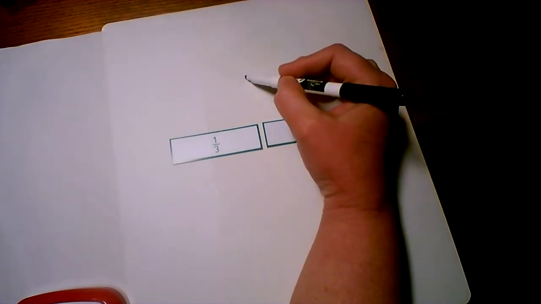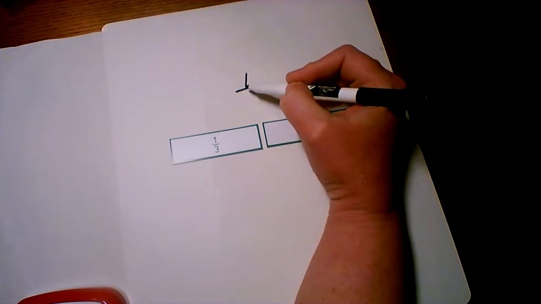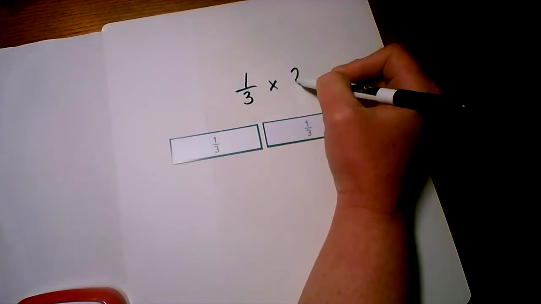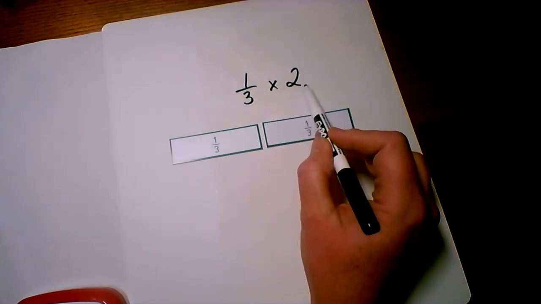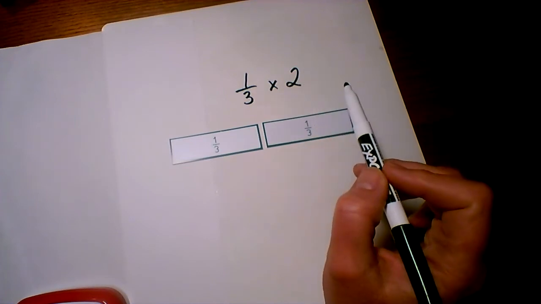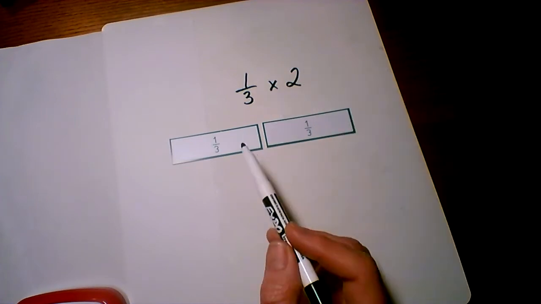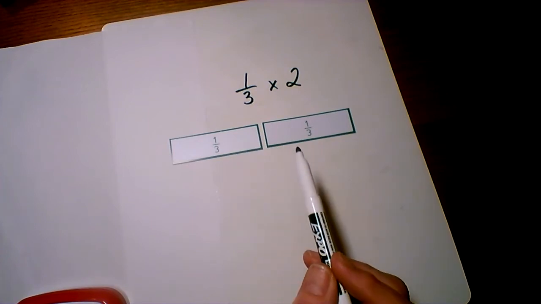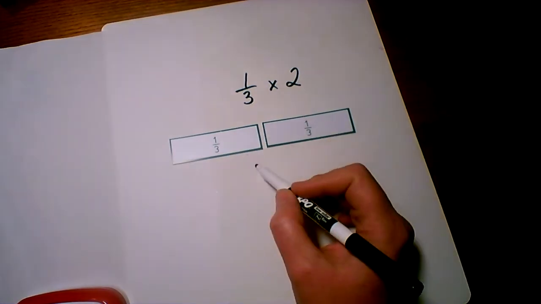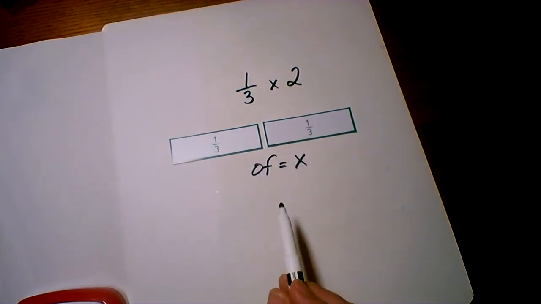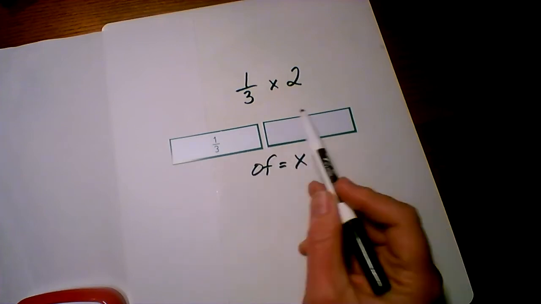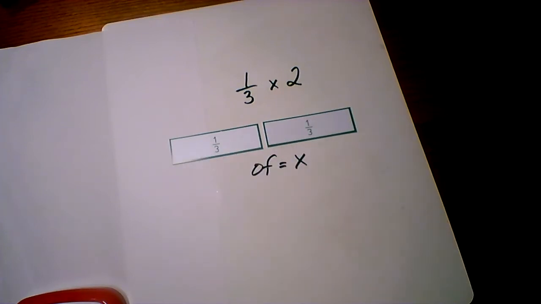So 1/3 times 2, or 1/3 taken 2 times. And the question is, what does the word of mean? Remember in my original question, can you find 2 of the 1/3? Of is the same as multiply in a mathematical sense. Now you'll ask the question, how much is 1/2 of 2/3? Well, 1/2 of 2/3 is just 1/3, right?